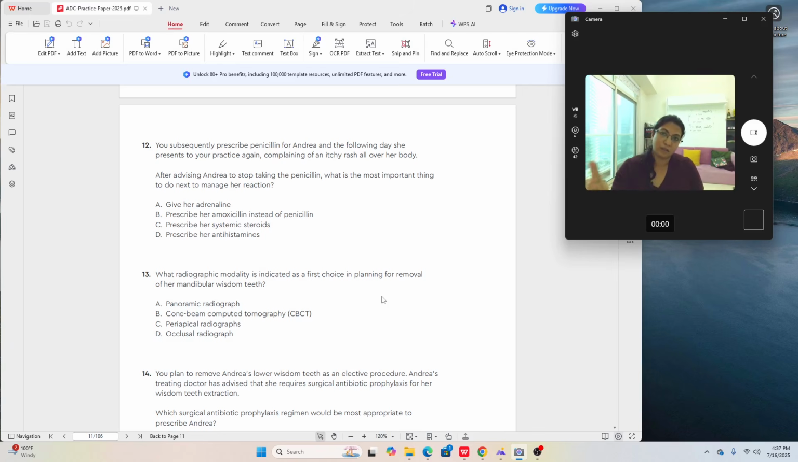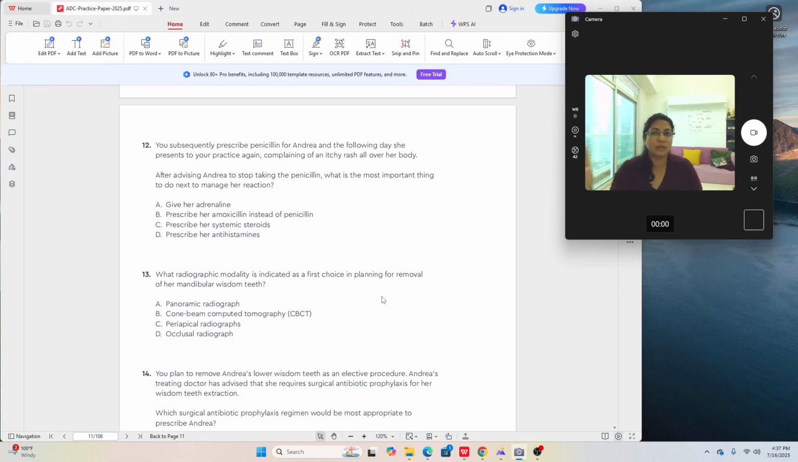CBCT is an advanced modality. Periapical radiograph, no, there are two molars, and plus periapical radiograph won't give you the exact location of the inferior alveolar nerve. Occlusal radiograph also, it's not going to help you. These are not the first modalities. You may choose to take this for any additional information on that particular tooth.